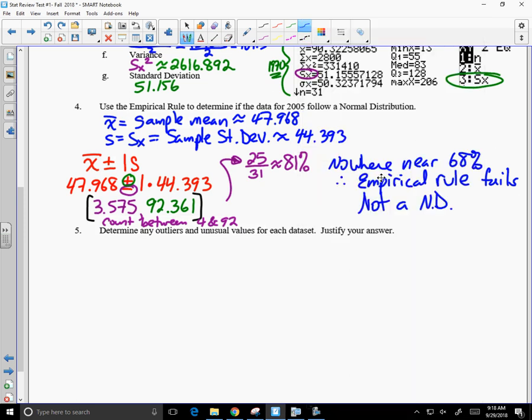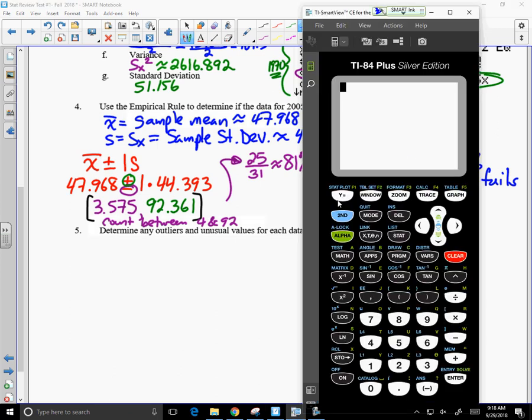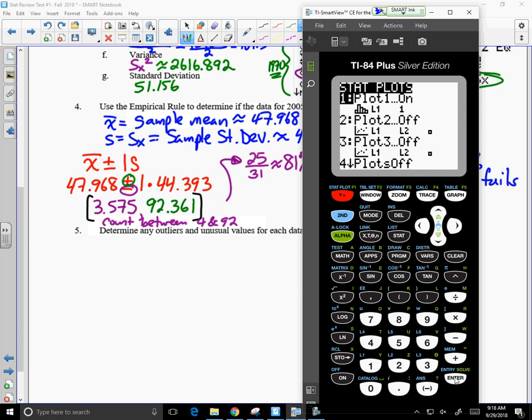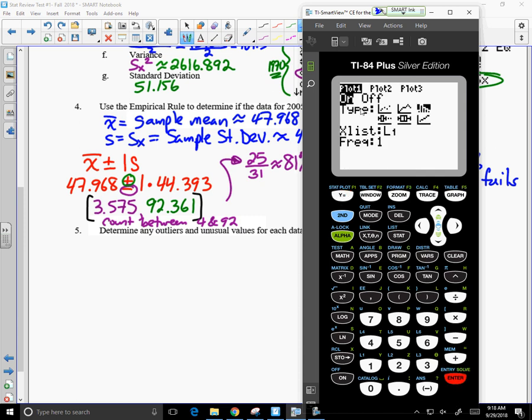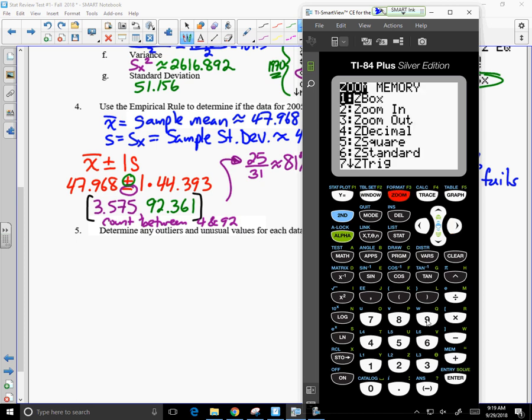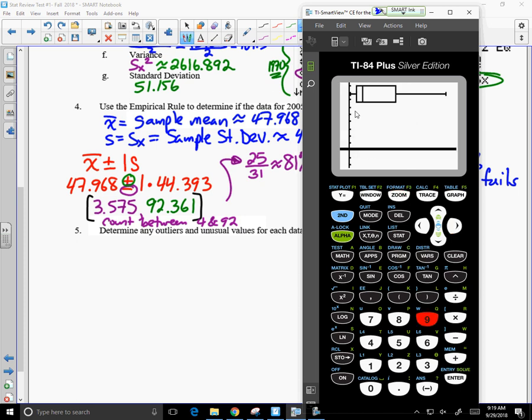So my data, again, is in L2, because it's 2005. So I would just do second y equals, hit enter on plot 1, change it to a box plot, ordinary box plot. Again, my alpha lock is on. I have no idea why. I'll investigate that later. And then change it to L2, and then hit zoom 9. So create the box plot. That doesn't look normal at all.